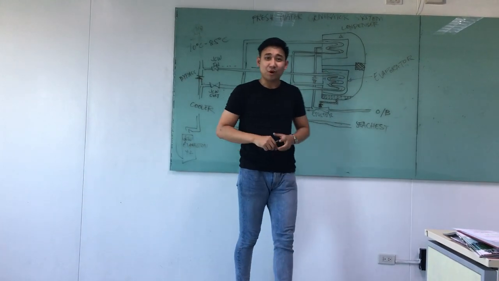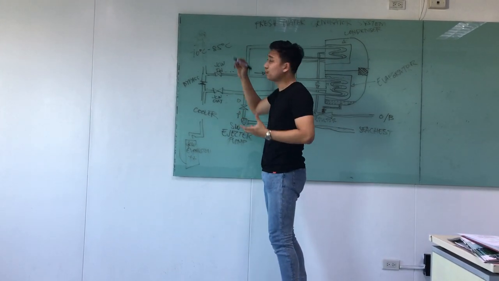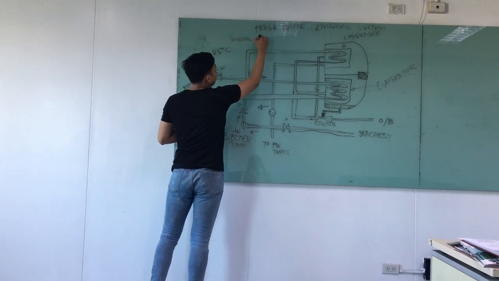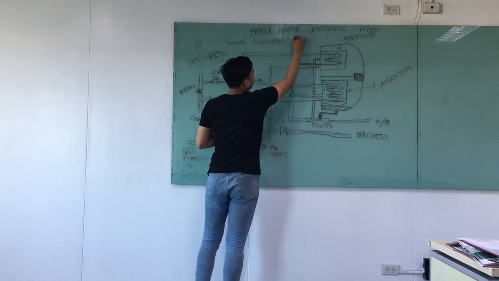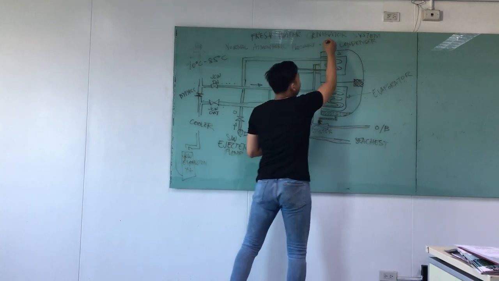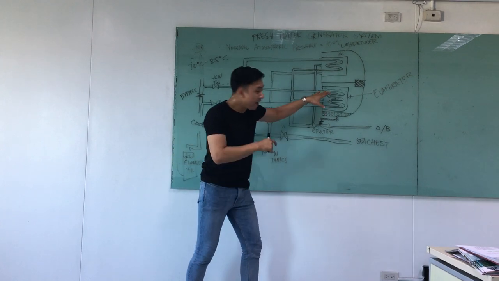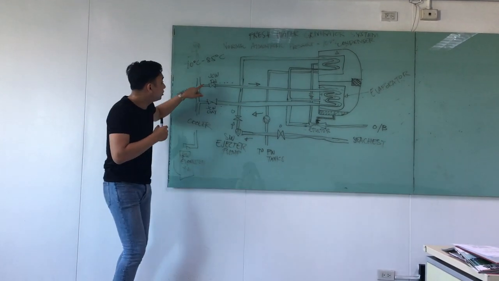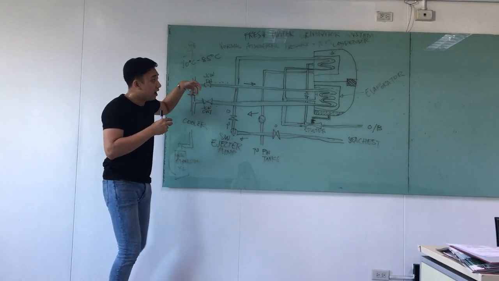Now, what is the boiling point of water? The boiling point of water in normal atmospheric pressure is 100 degrees Celsius. But sir, why is the seawater being evaporated at just about 70 to 85 degrees Celsius?